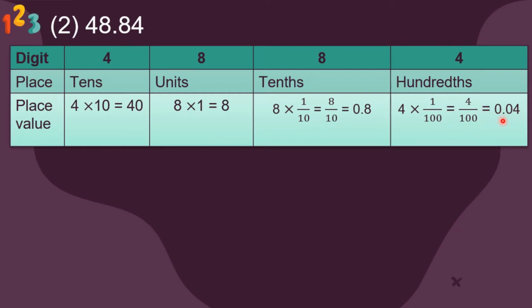Here one more example is shown for your better understanding.